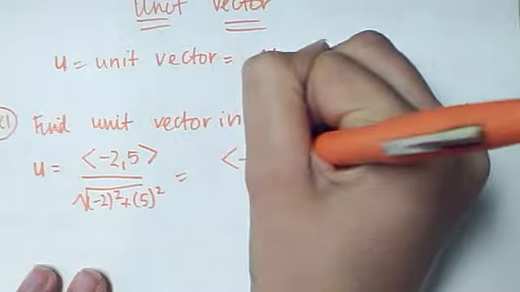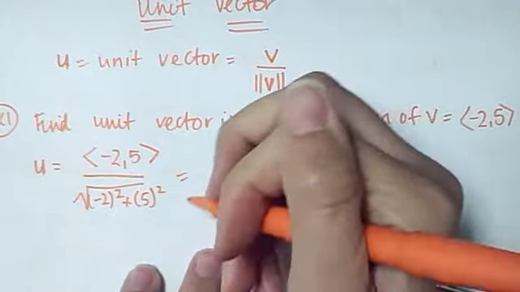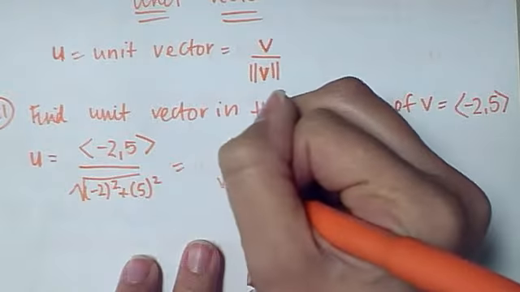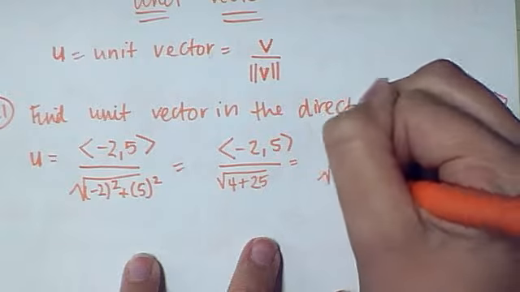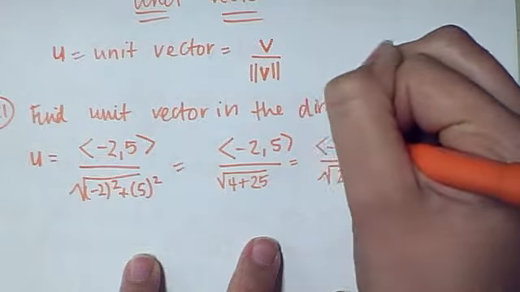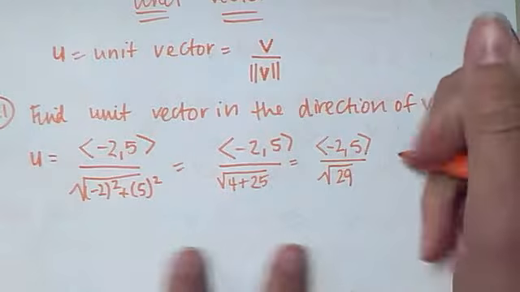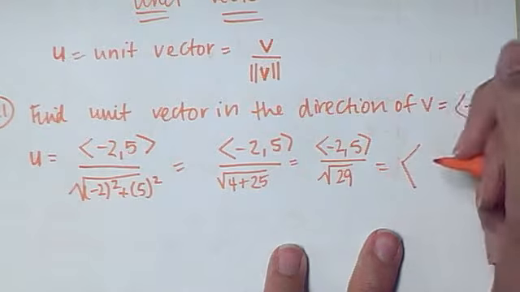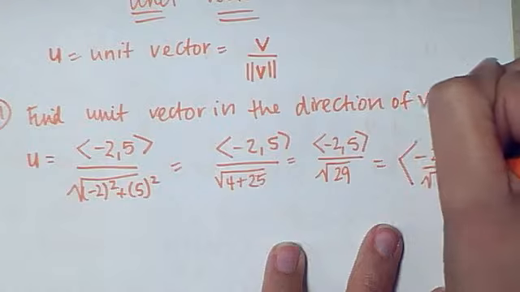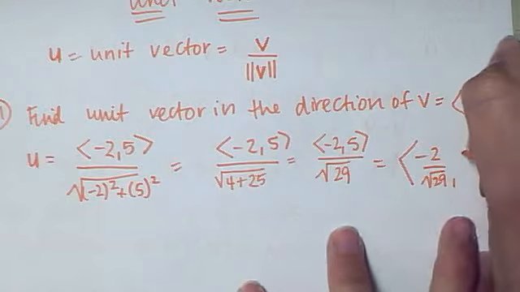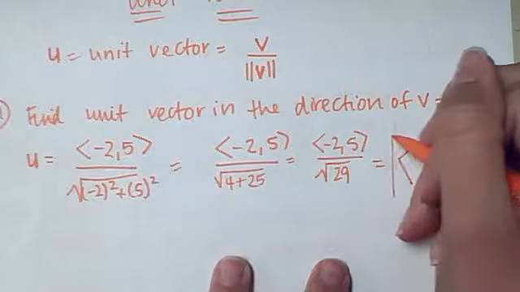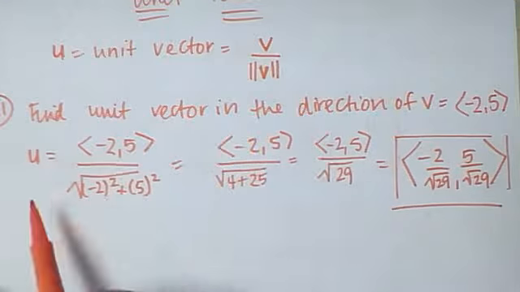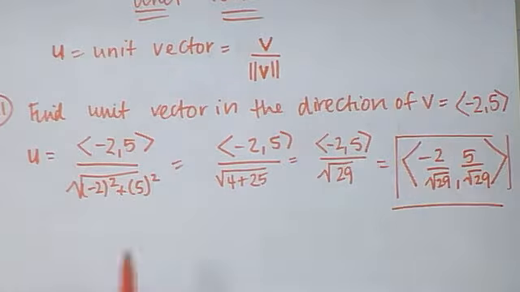I'm going to leave the top alone for now. I'm going to work my way through the bottom. -2 squared is 4. Plus 5 squared is 25. So my magnitude is the square root of 29. And that means my unit vector is -2 over the square root of 29, comma 5 over the square root of 29. And that is my unit vector in the direction of v.